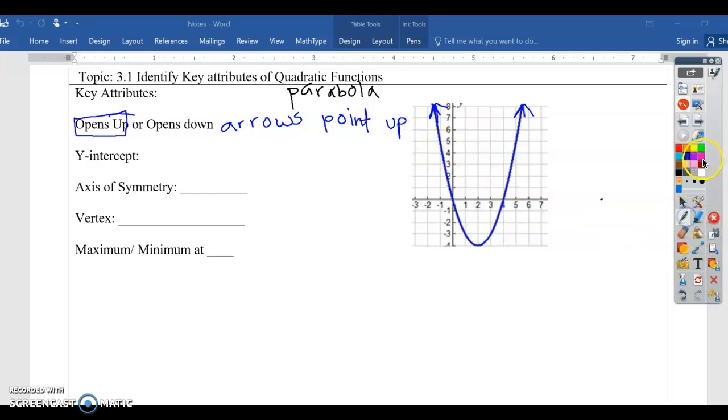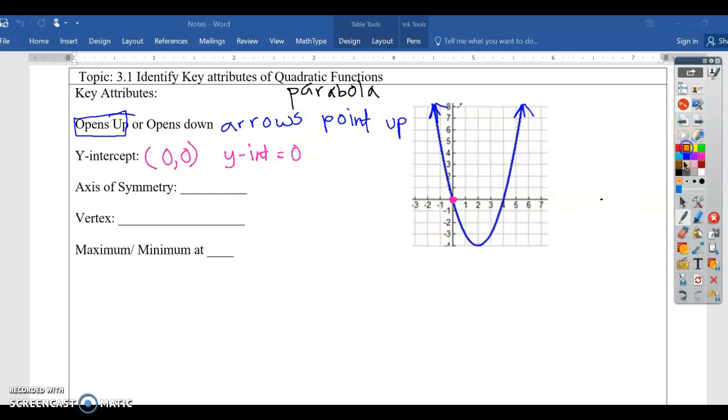Okay? The next thing we have to know is the y-intercept. And the y-intercept is pretty easy. It's just where does this parabola touch the y-axis at? And it touches it right here at 0. So I'm going to write it as an ordered pair. It is 0, 0. If you want to write it as y-intercept equals 0, that's okay too.